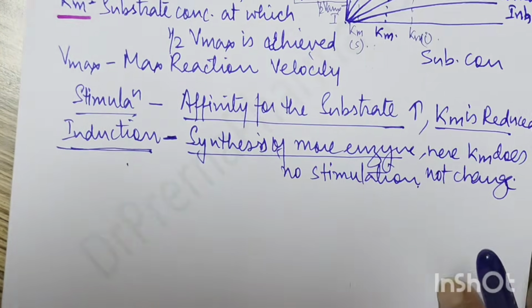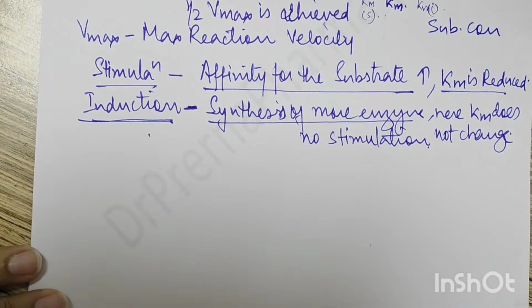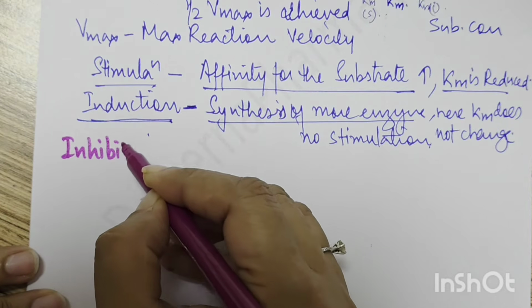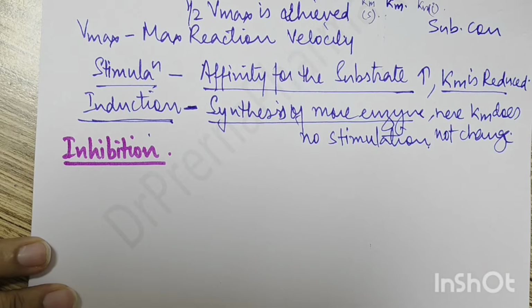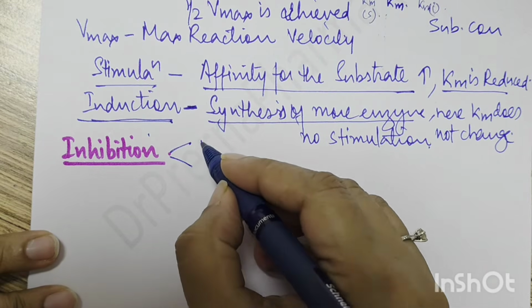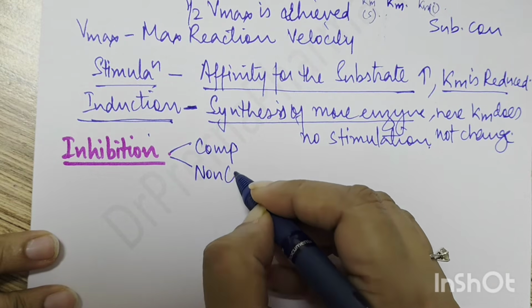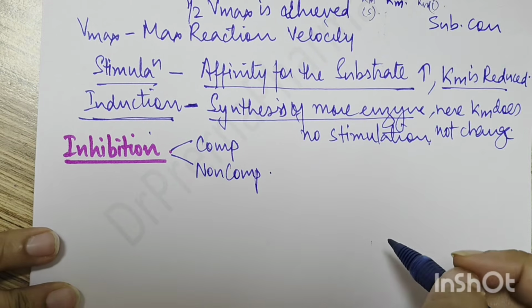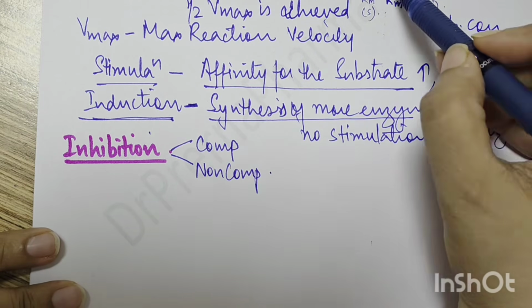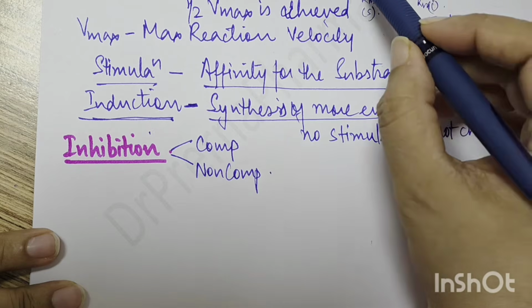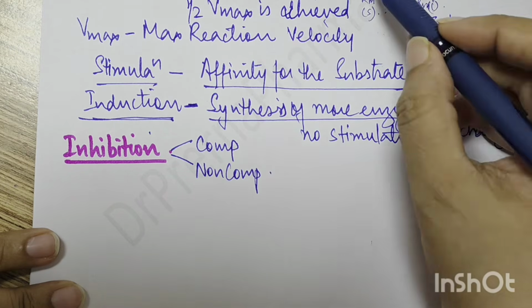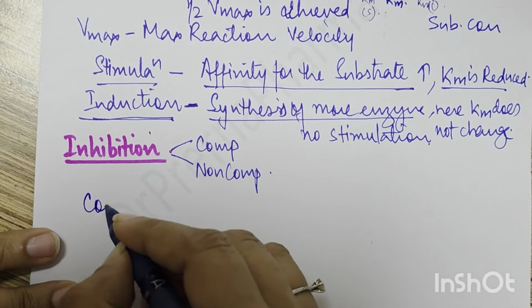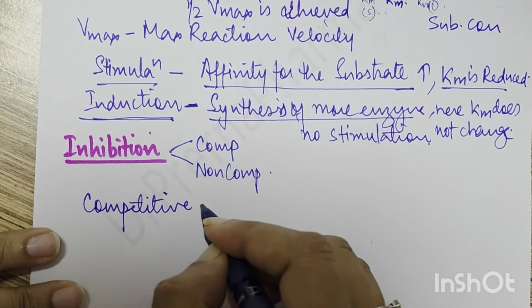Next, we come to the inhibition part. Now inhibition is something very important. Inhibition part में हम देखेंगे कि we have two types of inhibitions. One is competitive and one is non-competitive. Okay. Now competitive inhibition, as you can see that to achieve the same half maximal velocity, more Km is required. So Km is increased and Vmax remains unchanged. Okay. So in competitive inhibition, please understand this. इसके ऊपर questions आते हैं.